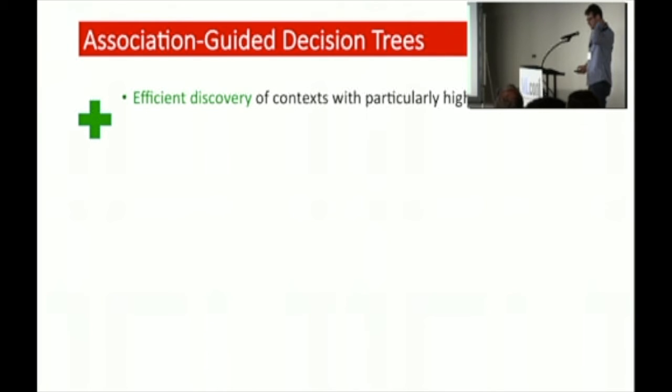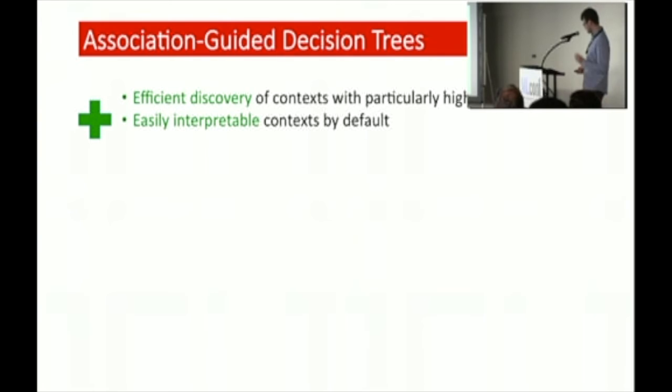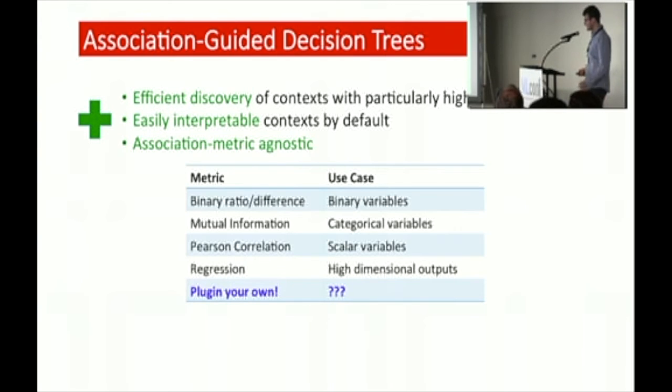So what we believe are advantages of this methodology is that, first of all, it's highly efficient. I mean, you just take your data set and partition it recursively to find these clusters that have high associations. And as I mentioned, you don't have to take any extra steps to make sure that your results are as interpretable as possible. And as I also mentioned before, this is kind of association metric agnostic.